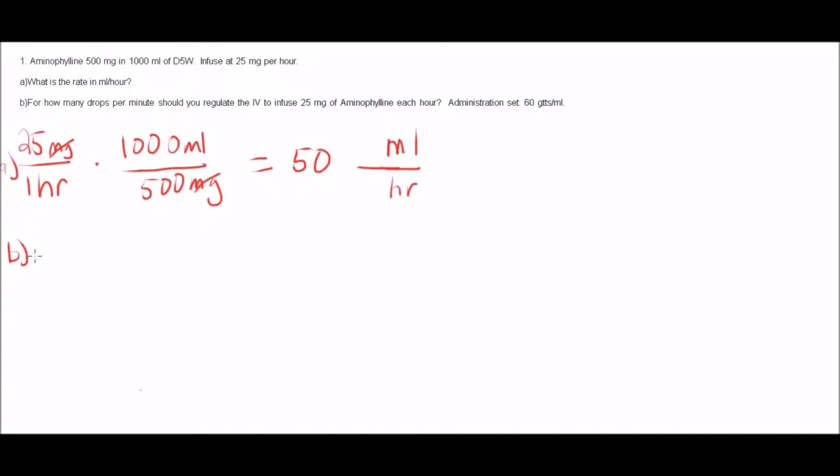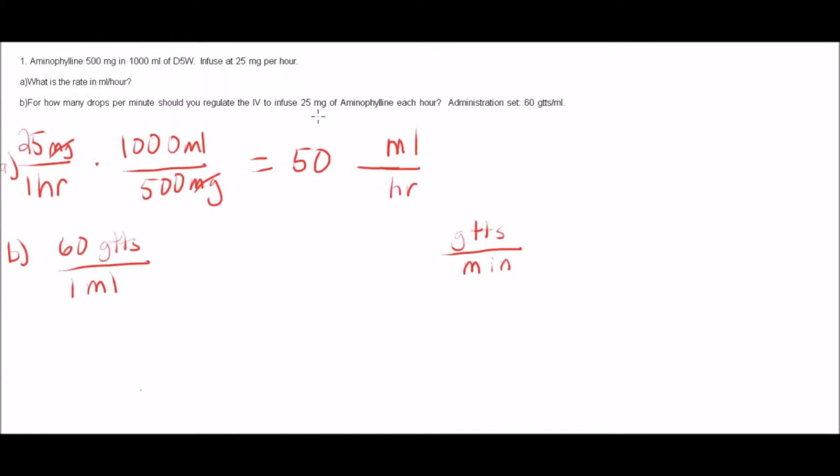Now if we want to do B, it's going to be the same thing. So we're trying to find out how many drops per minute. So we have drops per milliliter here. So let's write that down. We're going to start out with 60 drops per milliliter, per 1 milliliter. And what we want to get over here is how many drops we have per minute. So we need some way to get milliliters out of the bottom and replace it with minutes.